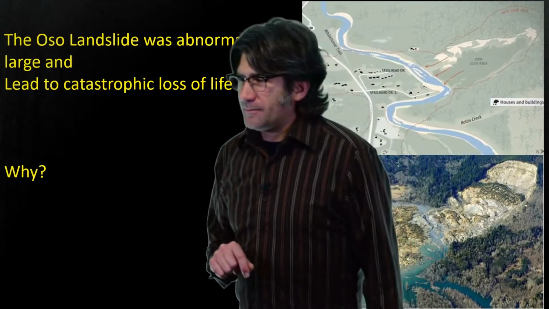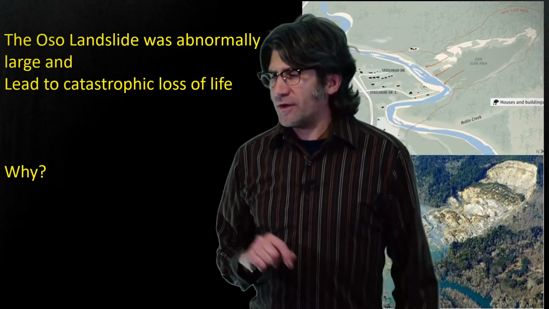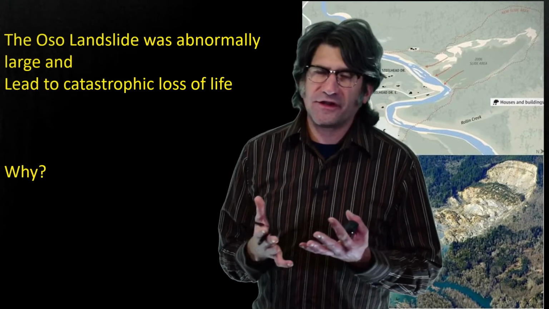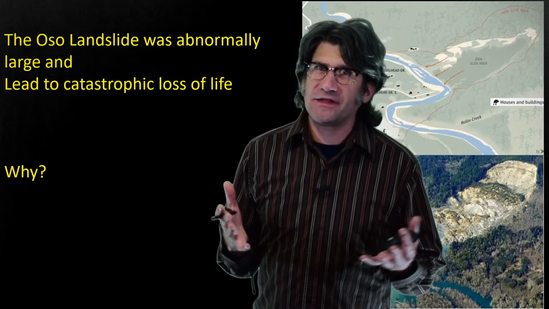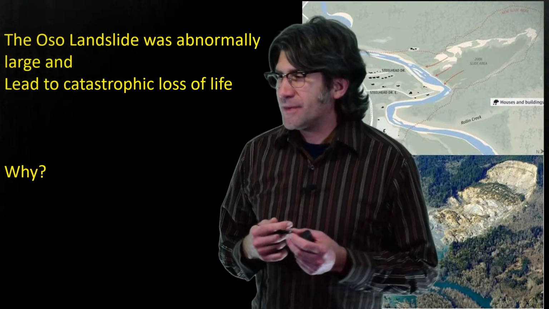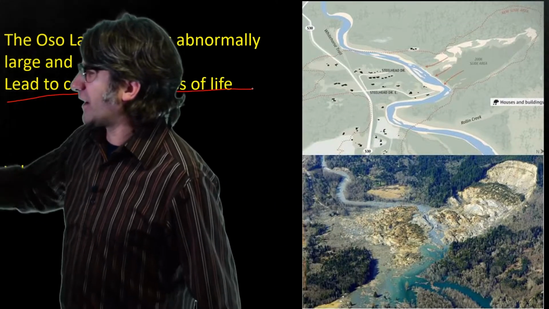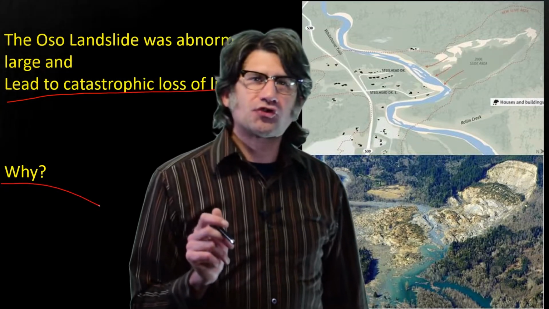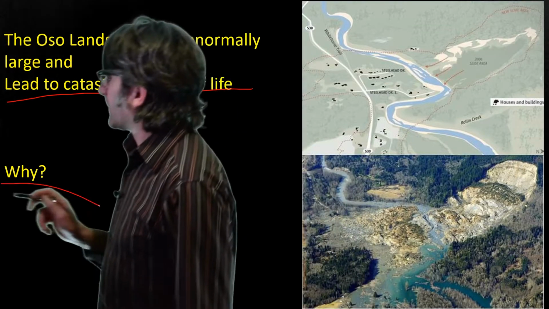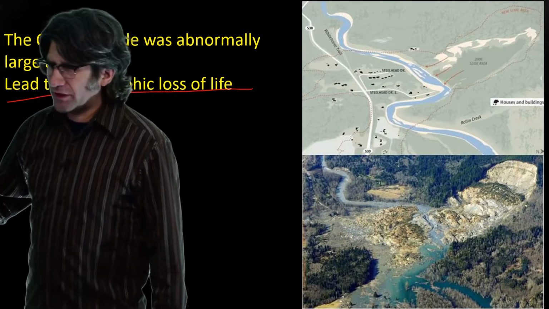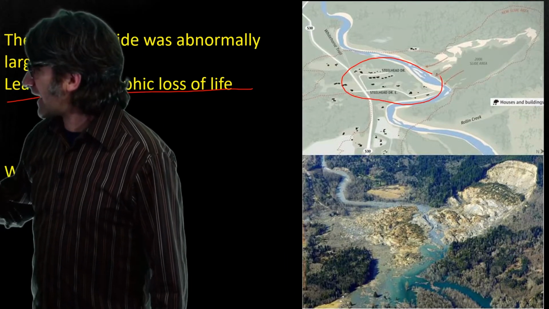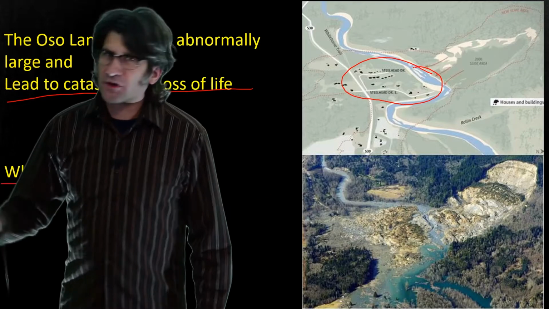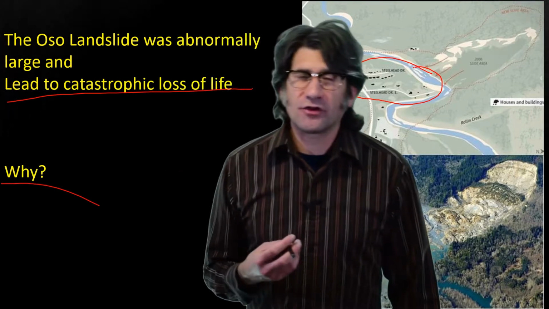So that's why the Oso landslide was abnormally large, right? We talked about the mobility of this being very, very high and much higher than maybe even scientists had predicted. But this led to catastrophic loss of life, and the question is, why? That gets to be a little bit more tricky of a question to answer. So here's the landslide right here, and look what's right across the river. You essentially have a housing community, development of houses where people had built houses recently, and those were completely buried in the landslide, killing the people in the houses.